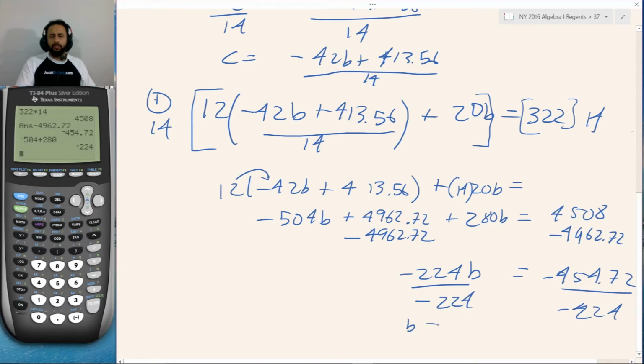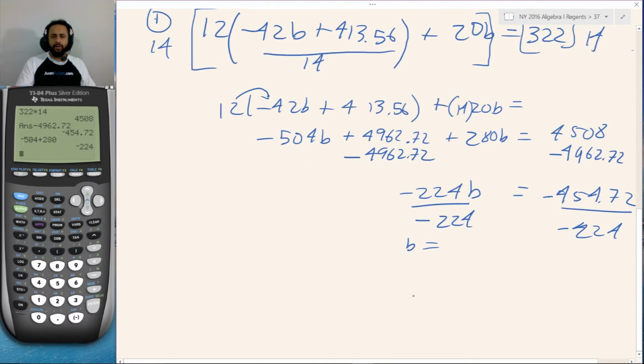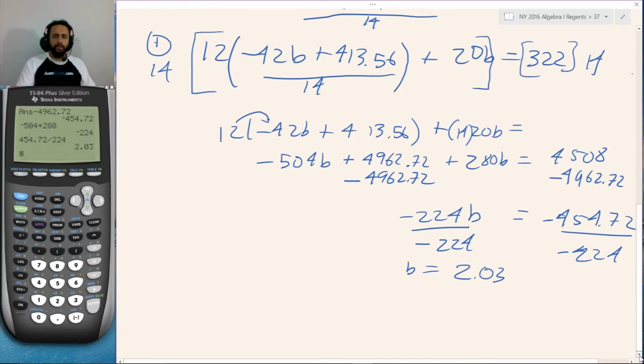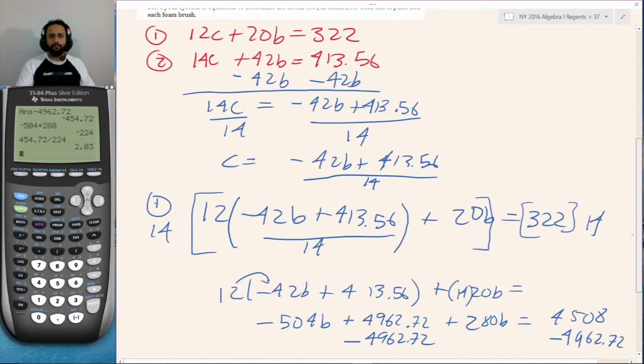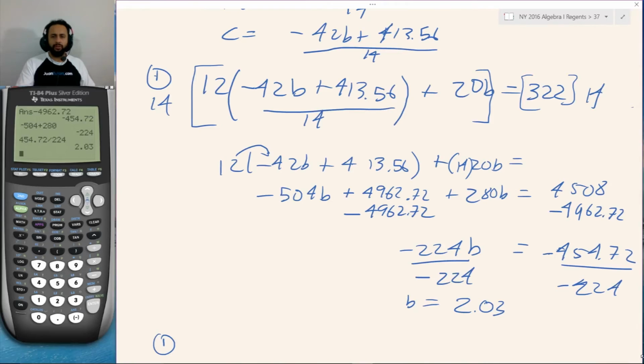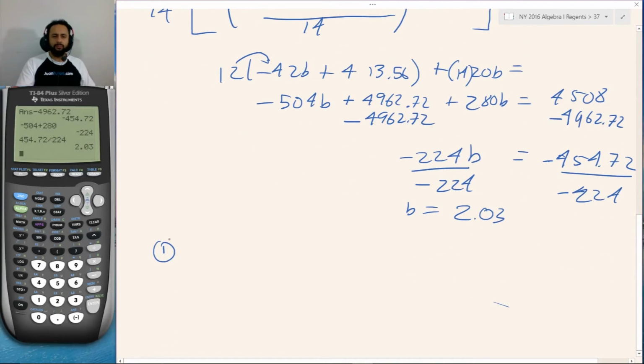And I get B is equal to, and I know again it's a long slog. You just keep working at it. 454.72 divided by 224, and I should get a decimal to the nearest hundredth. So 2.03. This is $2.03 for a brush. Now I'm going to use either equation 1 or 2 to get the cost of a can of paint. So now I'm going to go back to equation 1. Equation 1 is 12c plus 20b is equal to 322. There's a benefit to that one that it has no decimals.